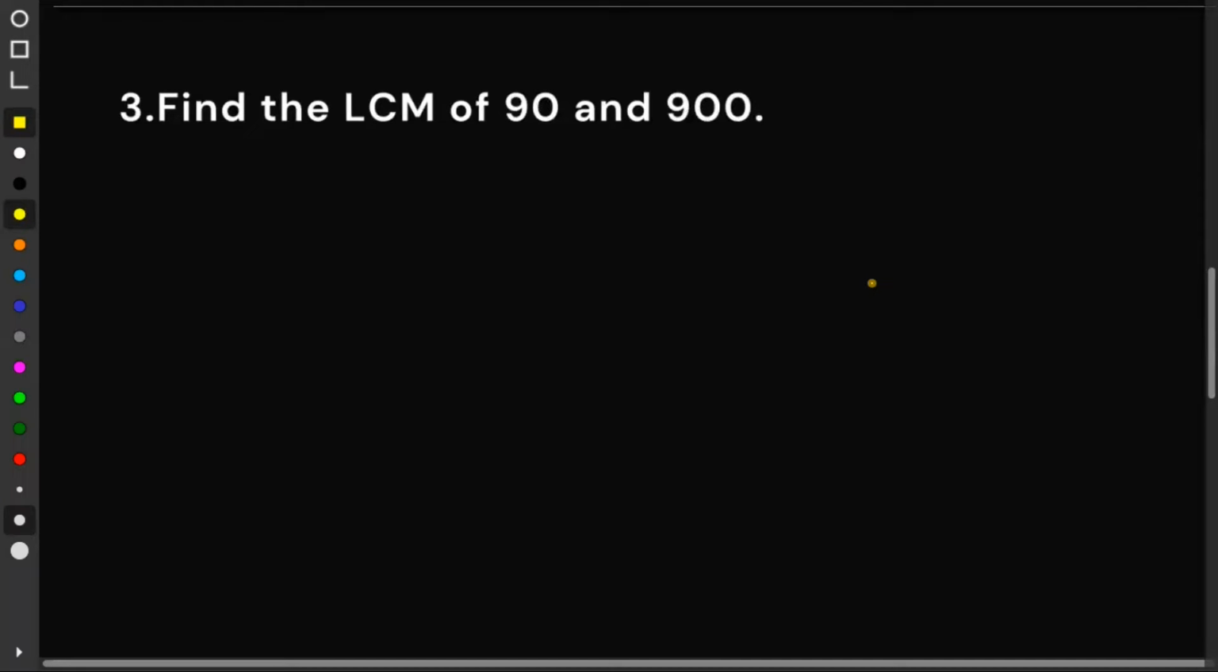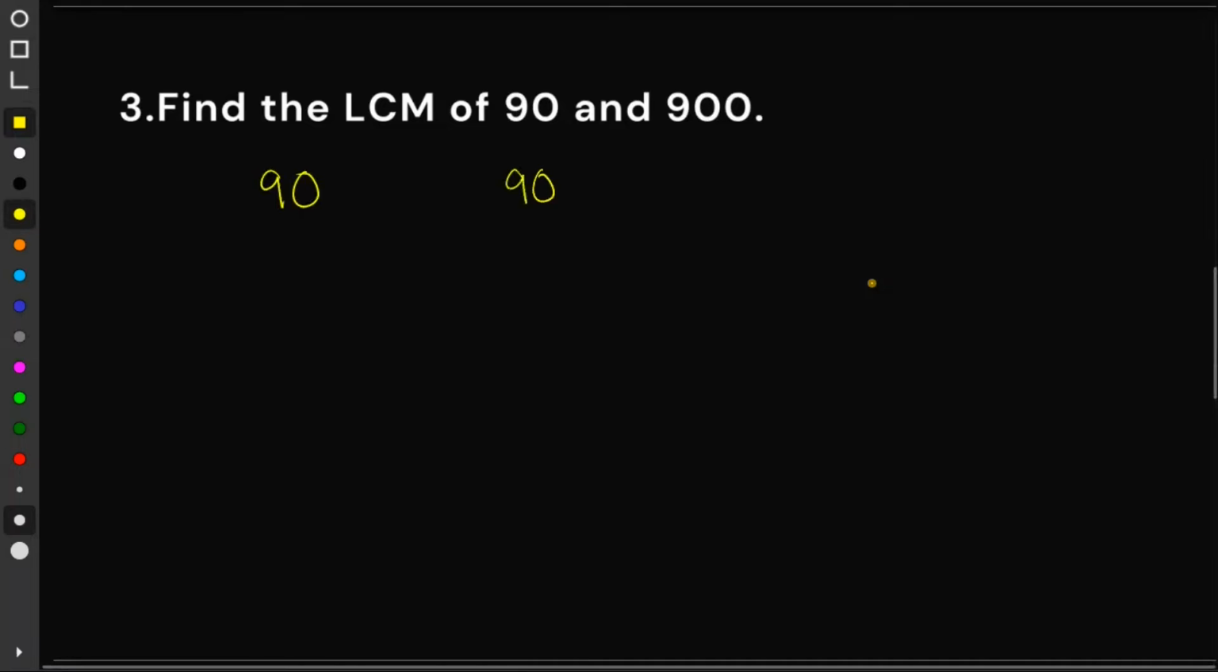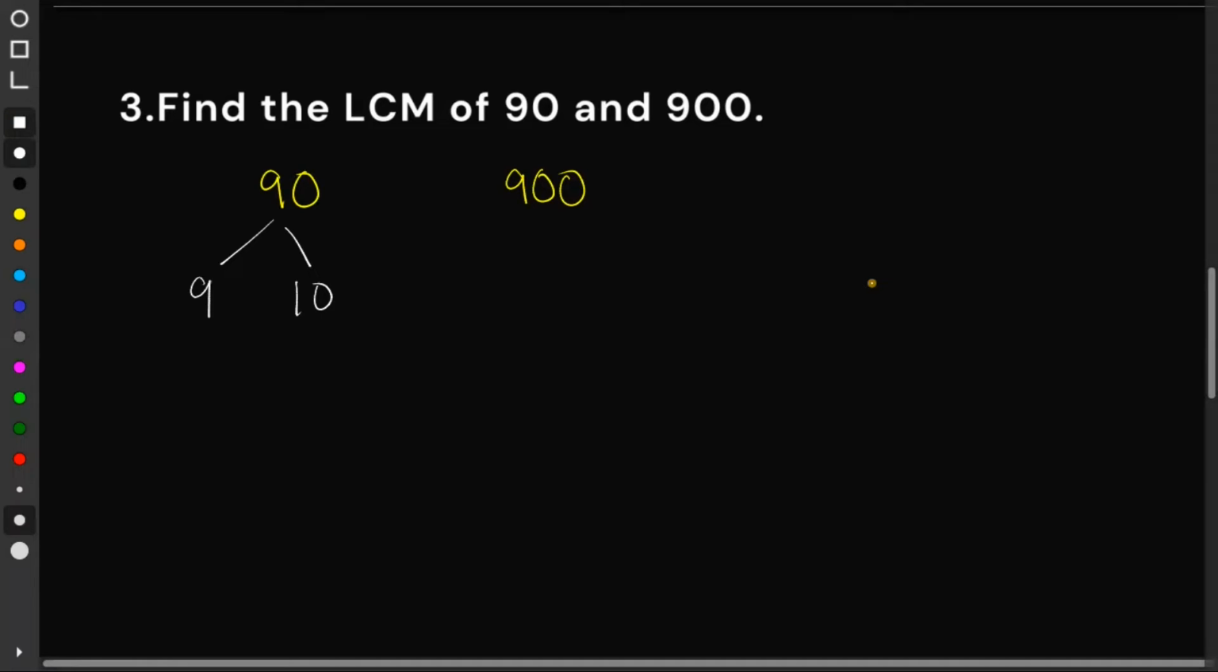Let's go on to our third example. Now we have: find the LCM of 90 and 900. For this example, let's try using the factor tree method. So we have 90 and 900. Factoring these 2 out, we have 9 and 10. Since clearly it has a factor of 10, this one would be 3 and 3, and this one would be 2 and 5. For this one, since it ends in 2 zeros, it clearly has a factor of 100. So we have 9 and 100 out here.